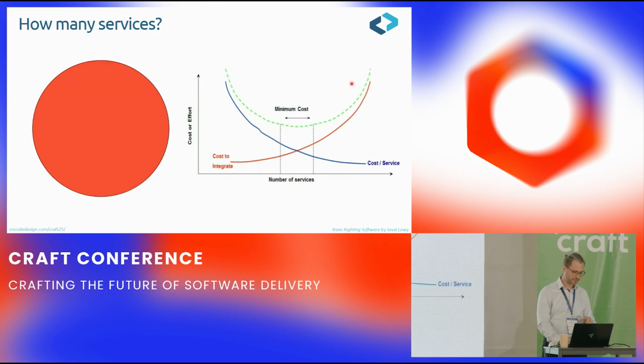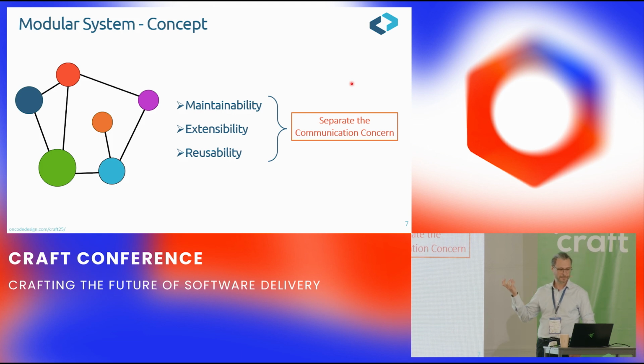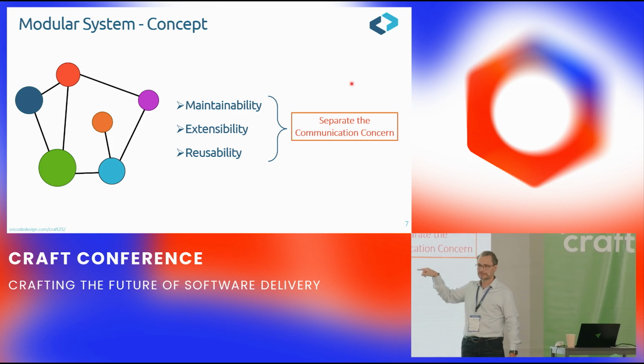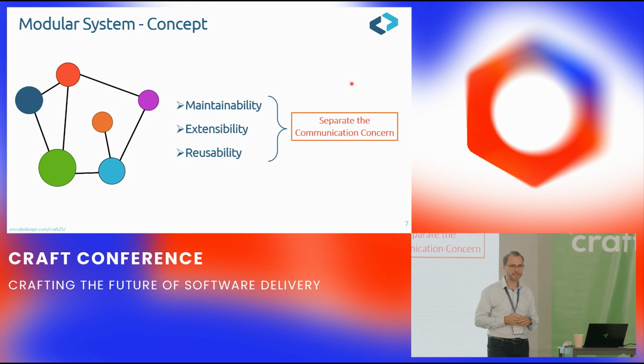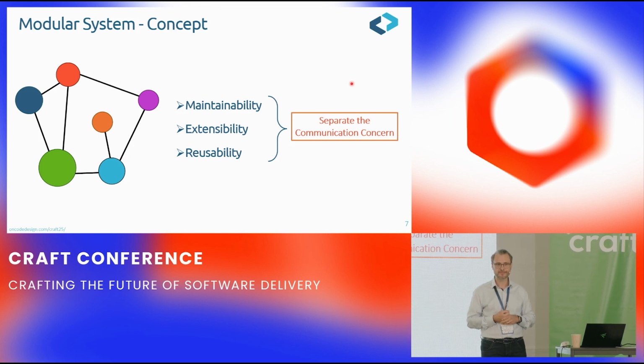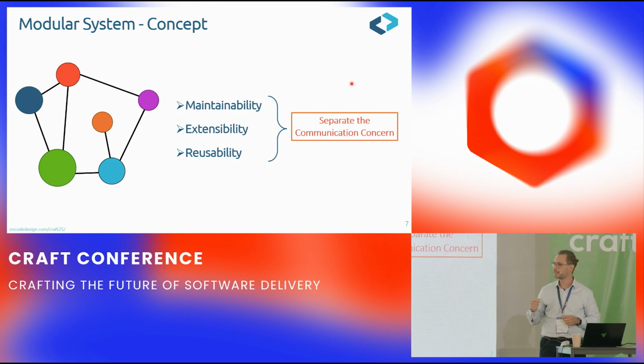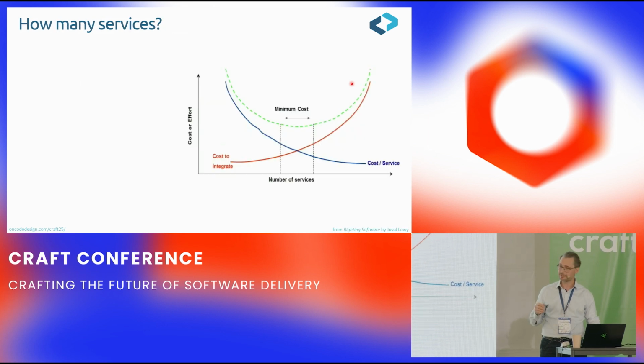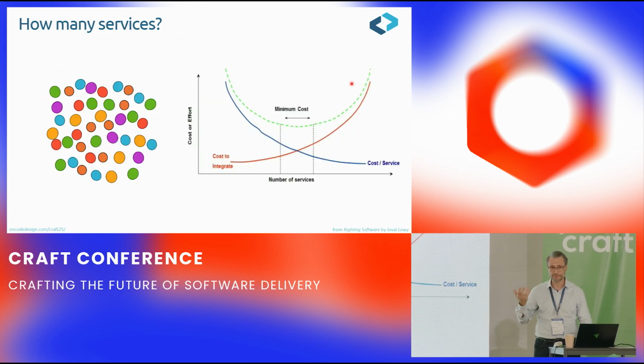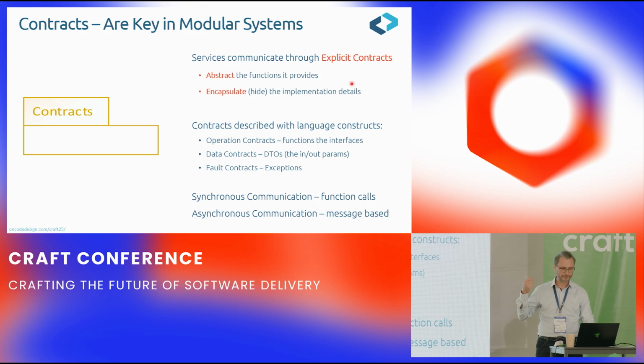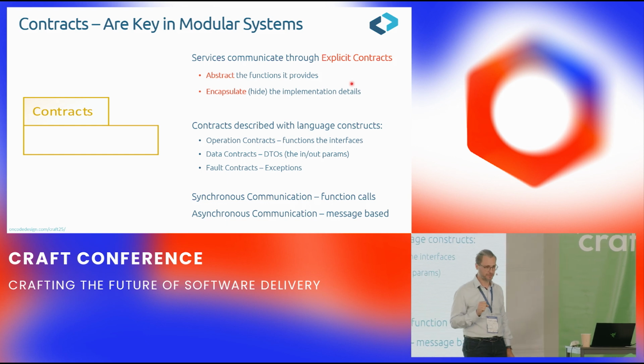But for this modular system to work, we really need those services to communicate through contracts only. So we really need to have good contracts as dependencies among our services, because if we don't, if we have dependencies through the implementations and so on, we are either here or here without knowing it. So for modular systems, contracts are really important.